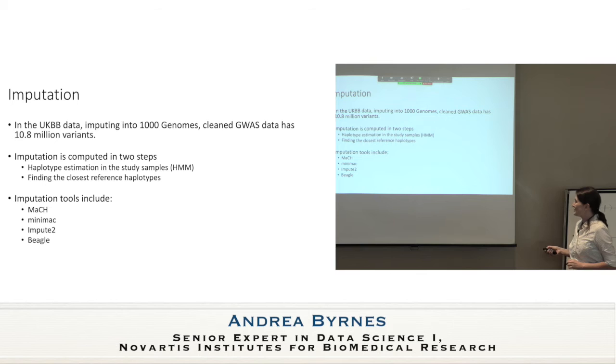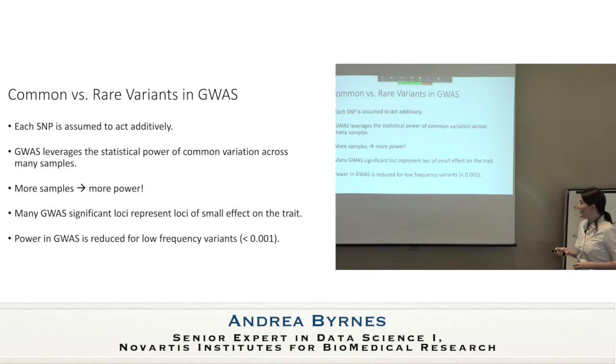Okay, cool. There are a lot of ways to do imputation. Imputation can be quite computationally intensive, and so most of the progress being made in this field has to do with computational speed. Accuracy, of course, is always being improved, but speed is the big one. Now, common versus rare variants in GWAS. Each SNP is assumed to act additively, whether or not that's true. I'm sure you have done some discussion of additive versus dominance models, and will continue to. GWAS leverages statistical power of common variation across many, many samples. More samples equals more power, which we all know from our tote bags.